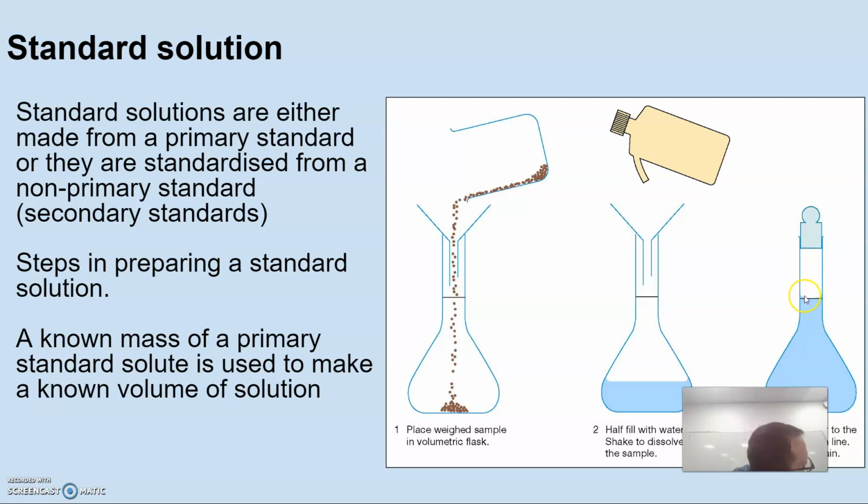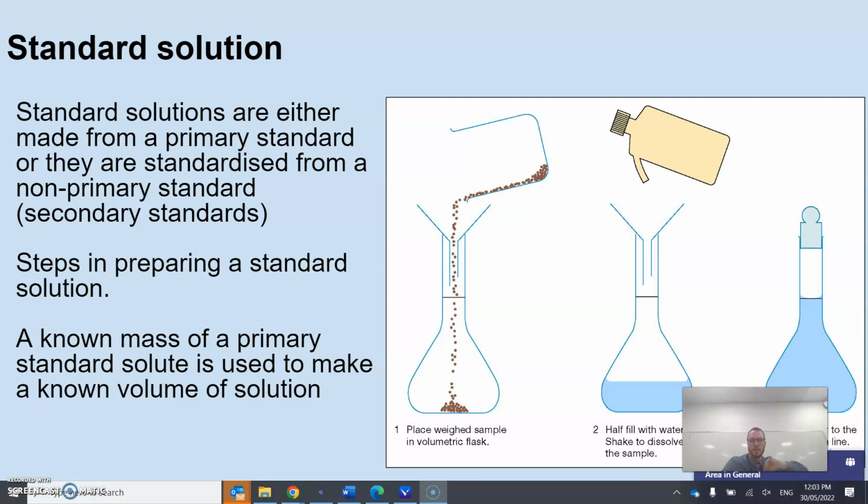Notice how the bottom of the meniscus sits on the calibration line. So that's what we're looking for, right? So to accurately read my volume, and this includes reading off a burette, we're reading where the bottom of the meniscus sits.